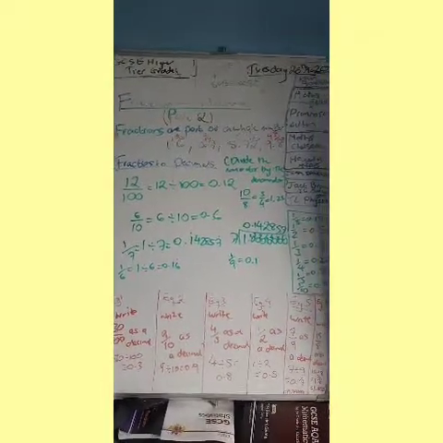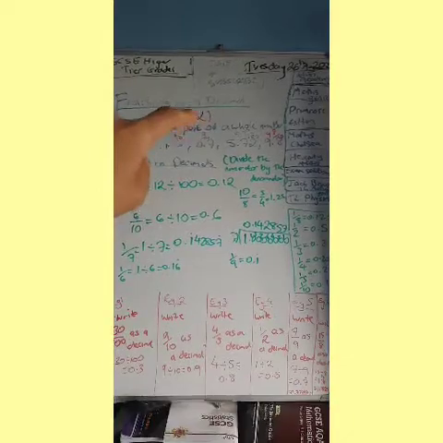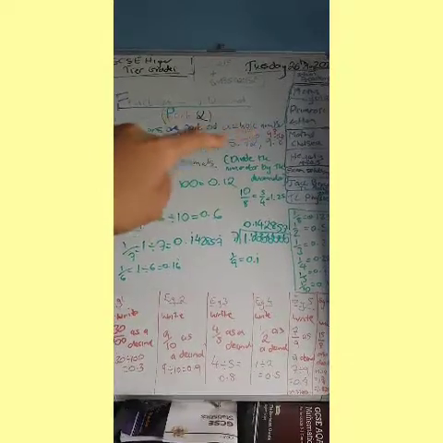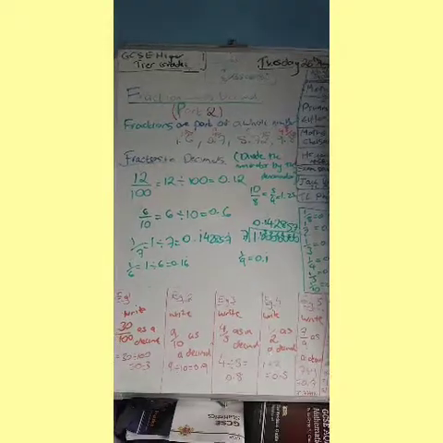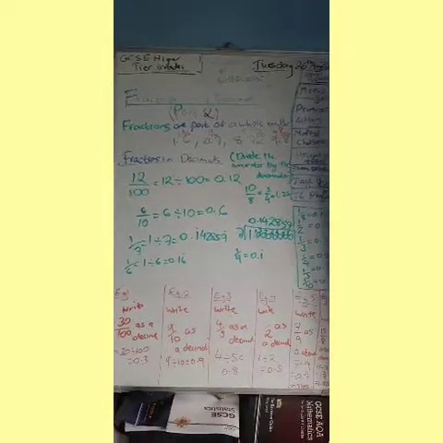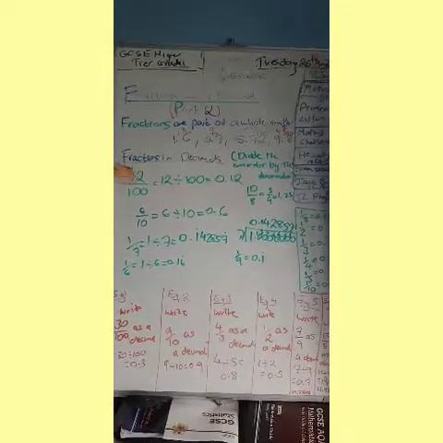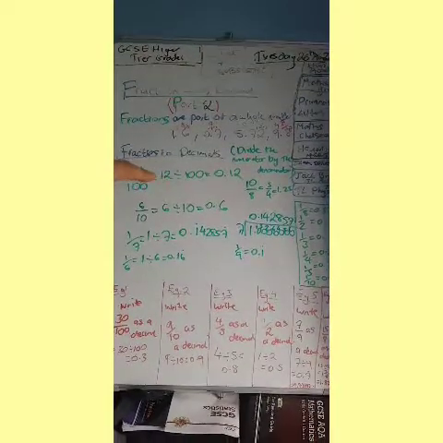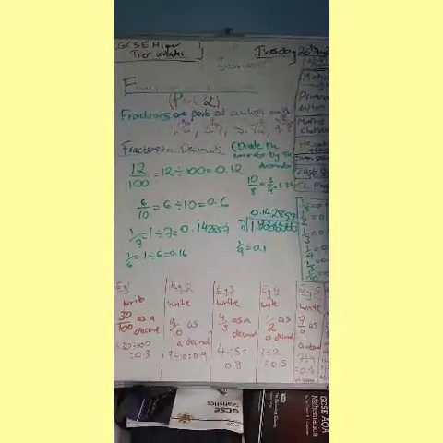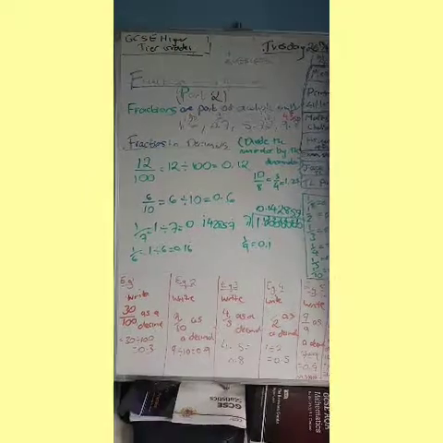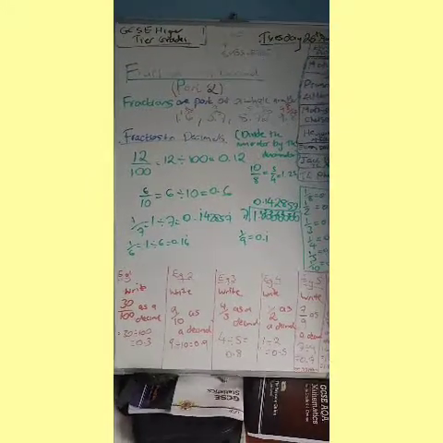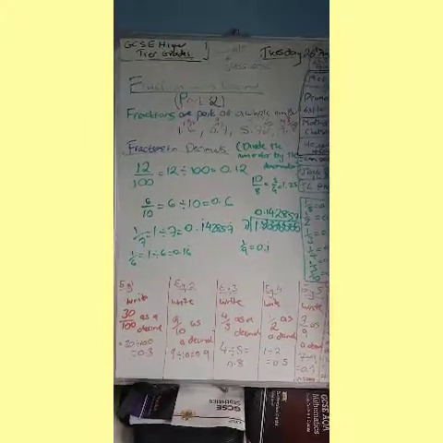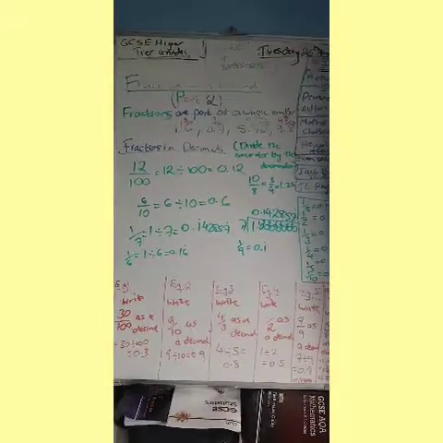Right, so fractions to decimals. All we do is divide the numerator by the denominator. So divide the top number by the bottom number. So 12 over 100 means that I've got 12 divided by 100, which is 0.12. Obviously dividing by 100 means that I move my decimal place 2 places to the left. So it's 0.12.